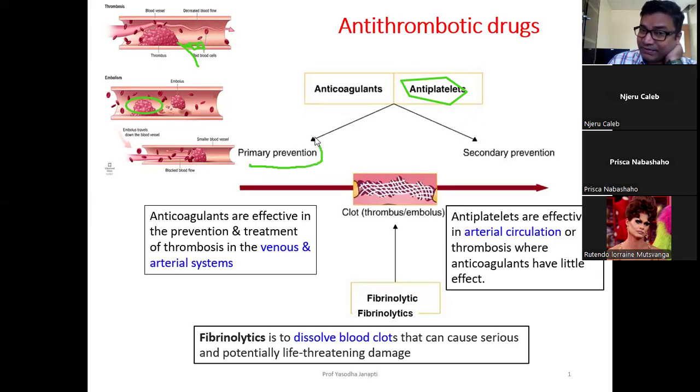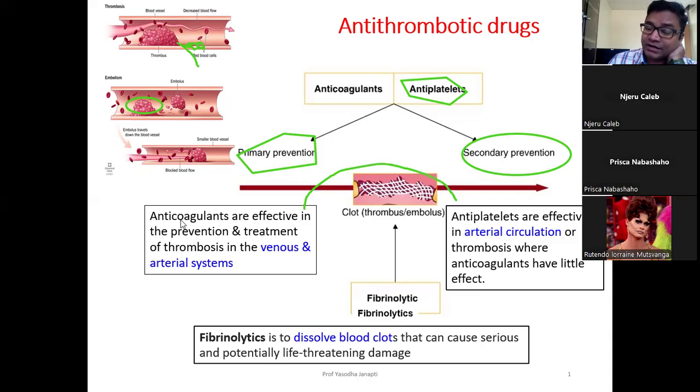This is primary prevention, whereas these are secondary prevention drugs. Nowadays, combinations of these two drugs are available. In antiplatelets especially, there are very good combinations of drugs. We will discuss them. They are widely used drugs.